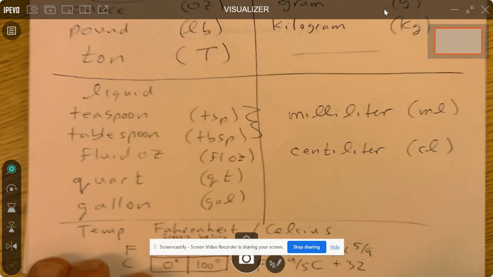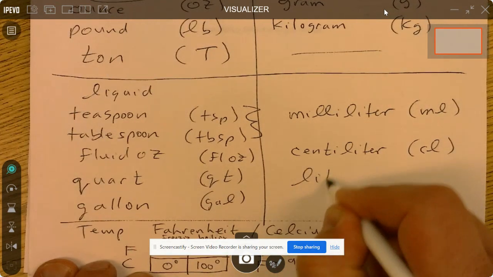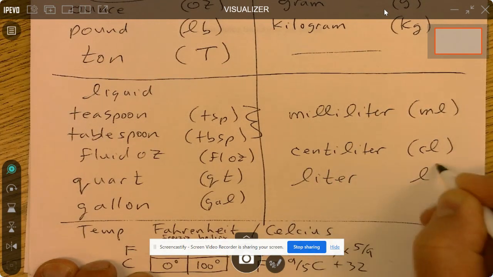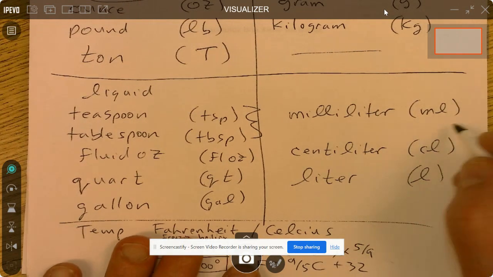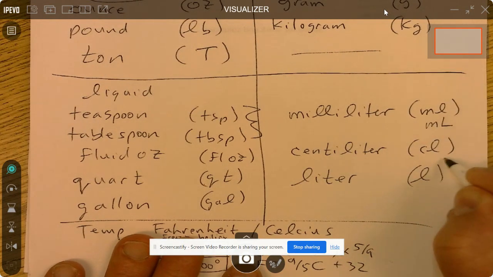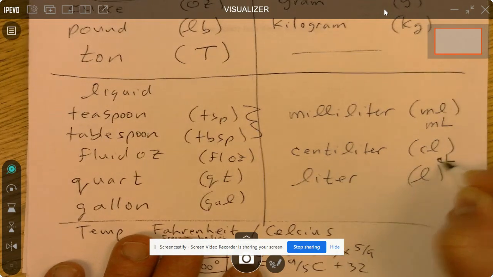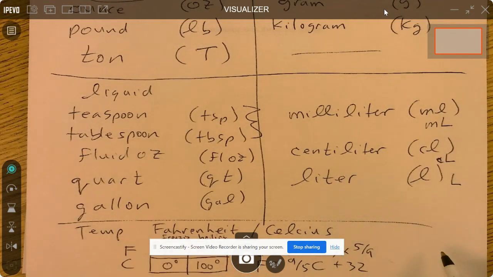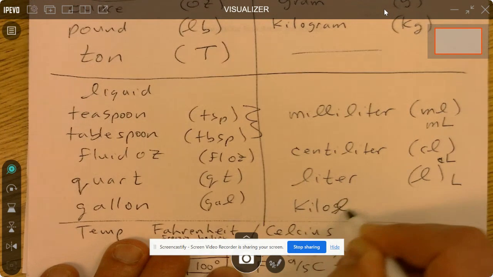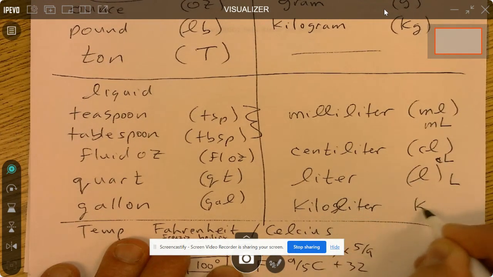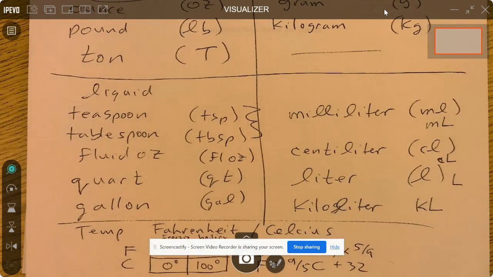A quart would be very similar to just a plain old liter. My L's I write as cursive L's, so I can tell there's a difference between ones and L's. I believe that my math lab uses a capital L, so they would just be using capitals. And for a gallon, our biggest again is a kiloliter, which would be a small k and a capital L.